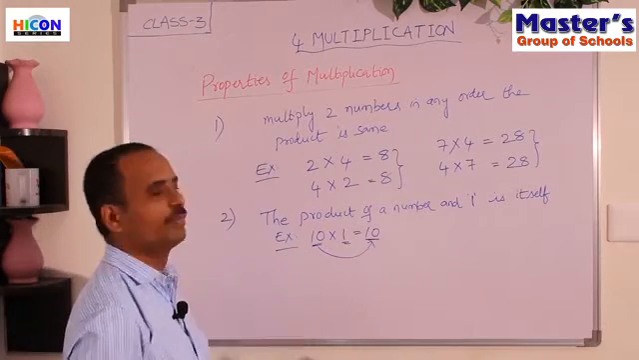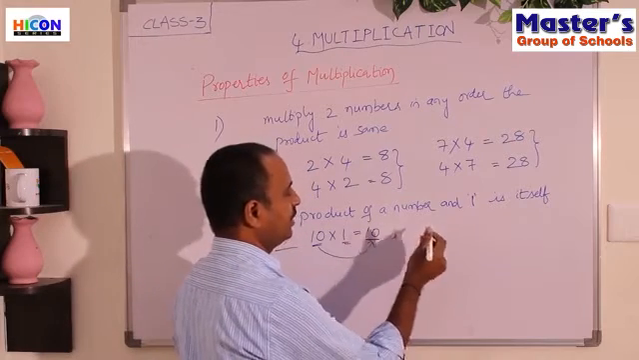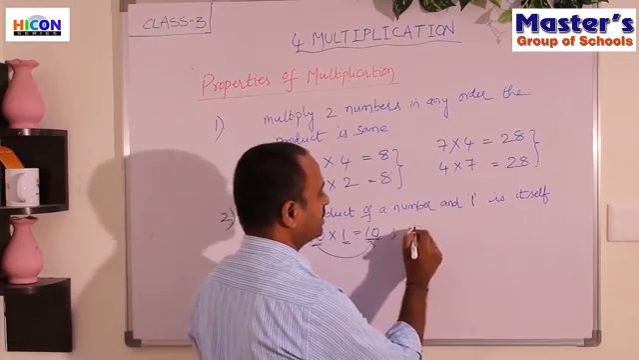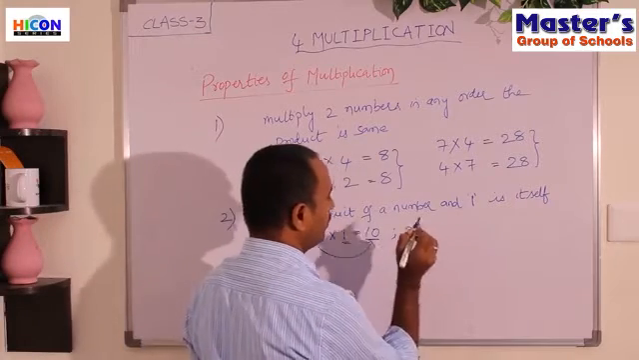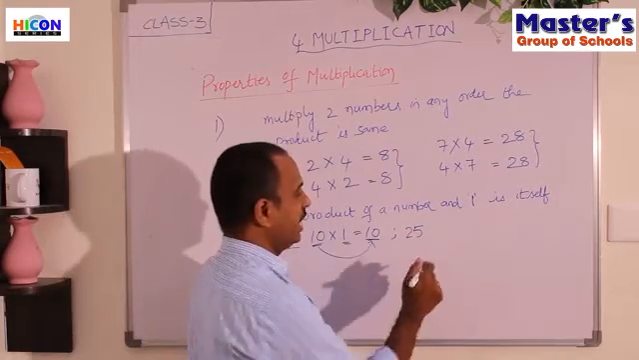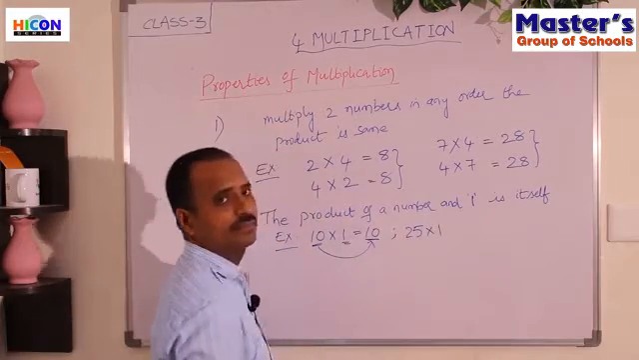This is the second property. Let us see another example. I will take 25 as the number, and I will multiply this number 25 with 1.